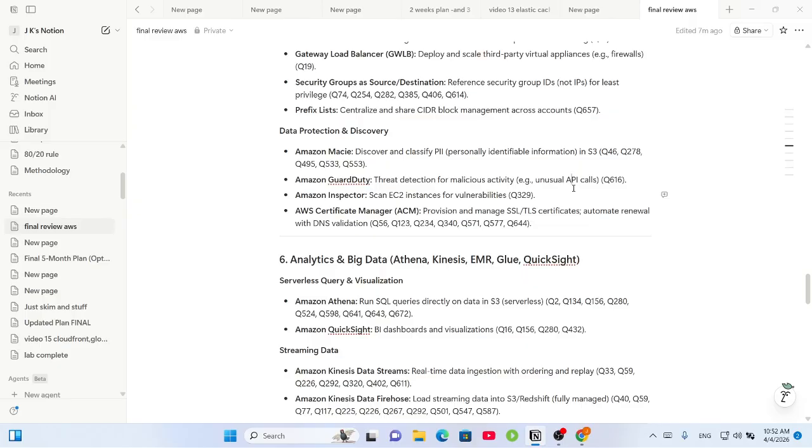Discovers and classifies personally identifiable information. Amazon GuardDuty is threat detection for malicious activity and unusual API calls. Inspector scans EC2 instances for vulnerabilities. Certificate Manager provisions and manages SSL certificates, with automatic renewal and DNS validation. So these are the main things.